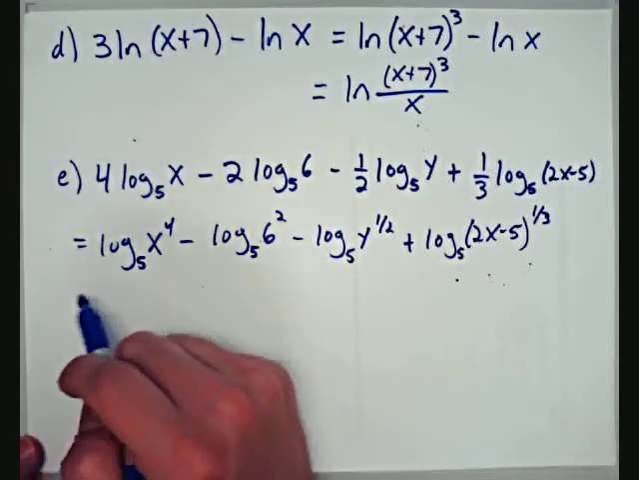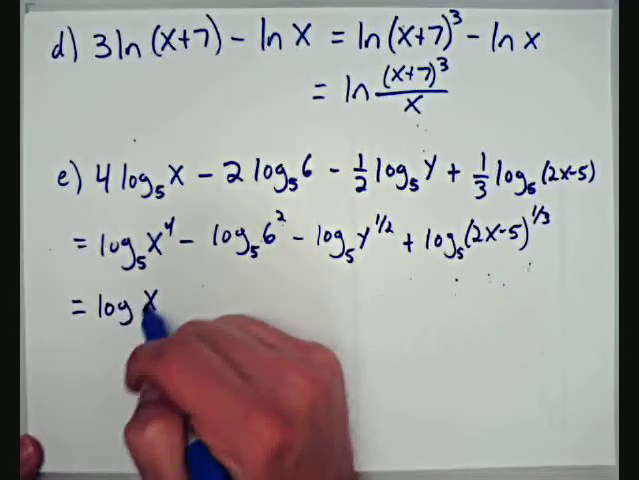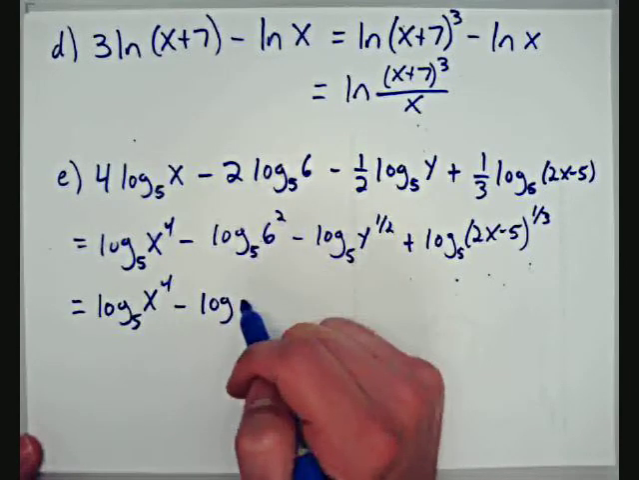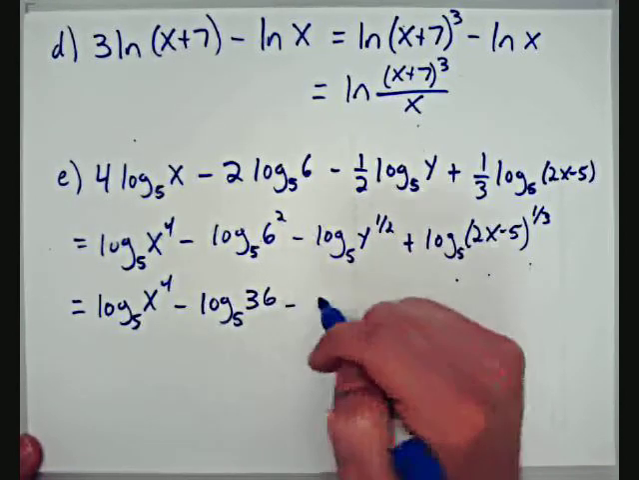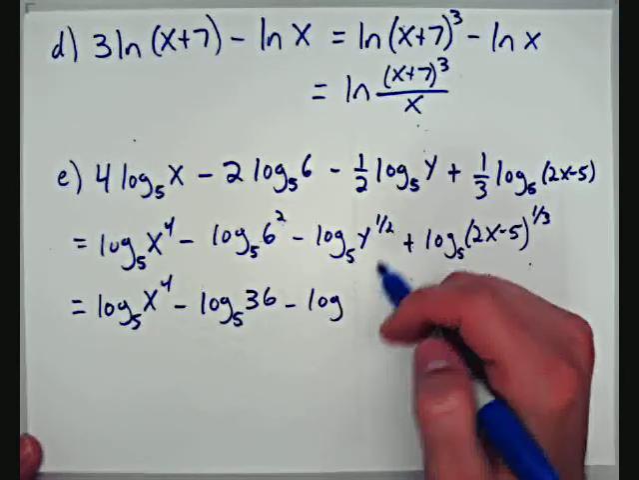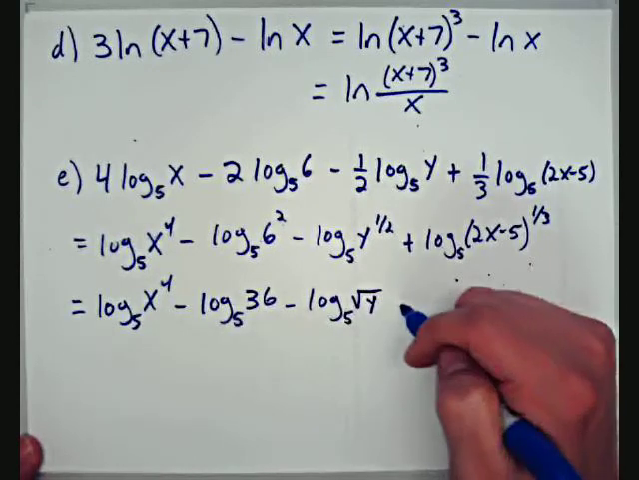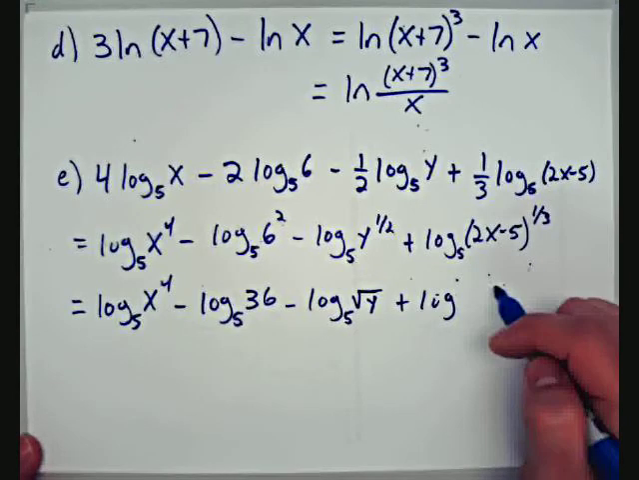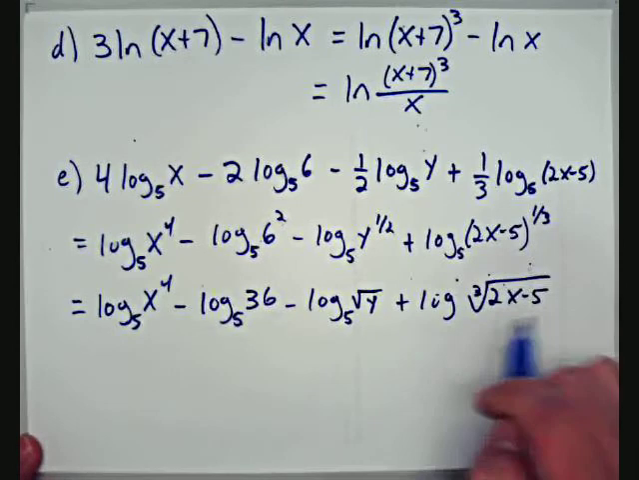Let's do some final simplifying, and then we'll move on to the product and quotient properties. So this log is okay. This log, 6 squared is 36, so let's change that to 36. This log, y to the 1/2 power, is the same thing as the square root of y. And our last log, 2x minus 5 to the 1/3 power, is the same thing as the cube root of 2x minus 5.